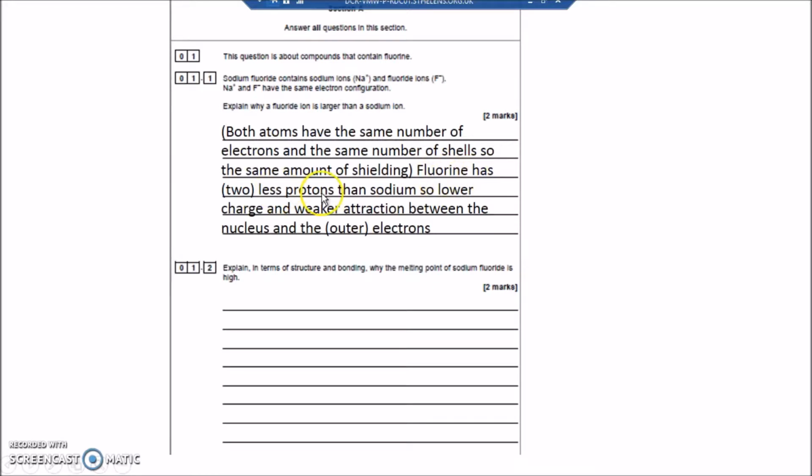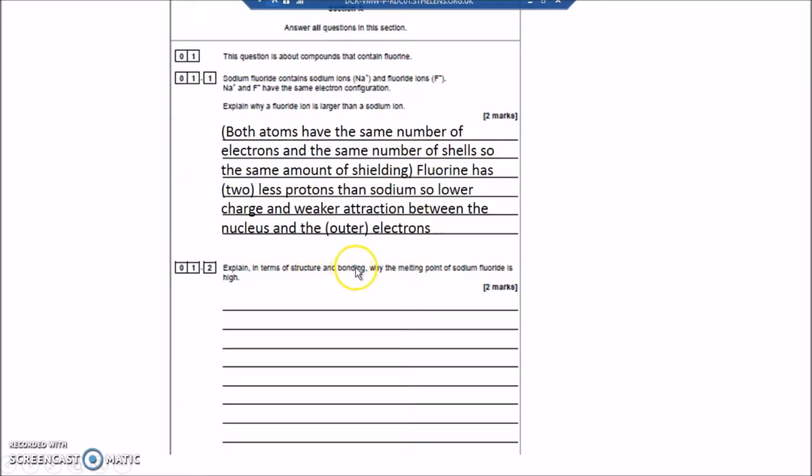So fluorine has got 2 fewer protons. It's got 9 protons rather than sodium's 11. Good to put the 2 in to actually name it, but again you don't get any marks. It's got fewer protons than sodium, so it's got a lower nuclear charge, and therefore it's got weaker attraction. Again, good practice to put outer electrons, because it's the outer electrons that determine the size of it, and so less attraction for the outer electrons, having 2 fewer protons than sodium.